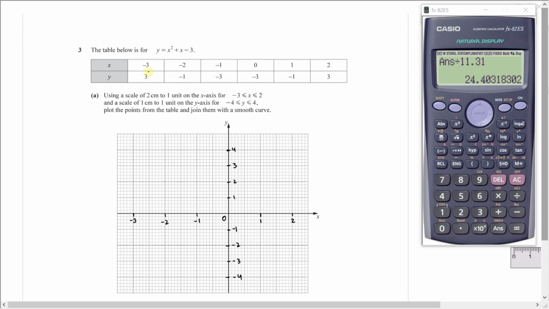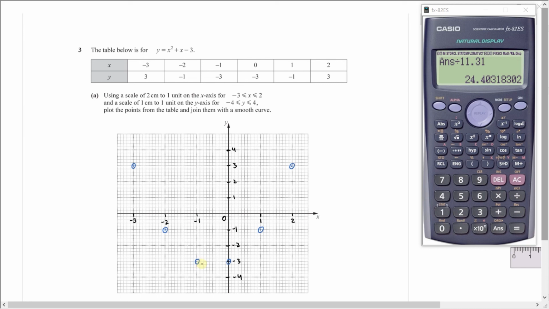So the first point is -3 and 3. -3 and 3 will be this point. -2 and -1 will be this point here. -1 and -3 will be this. 0 and -3 will be this one. 1 and -1. And then 2 and 3. So now we can join them to draw a smooth curve.